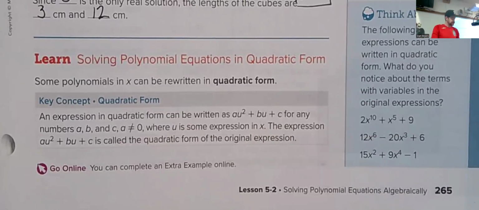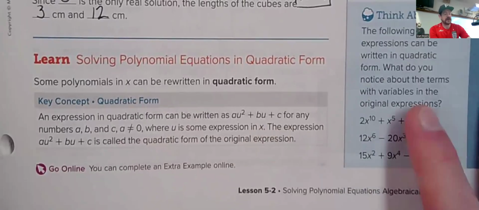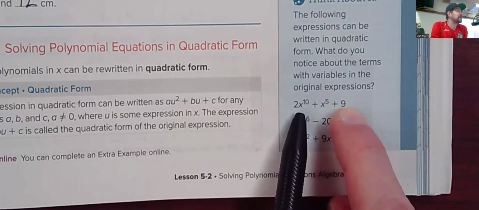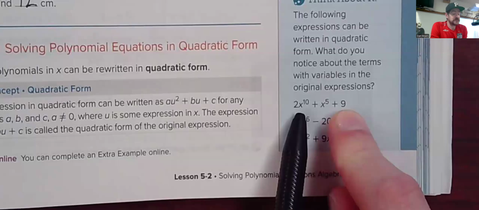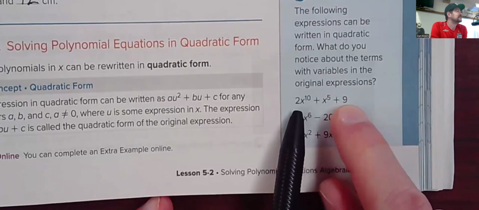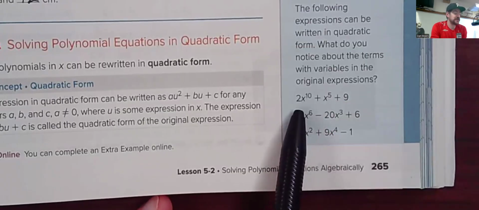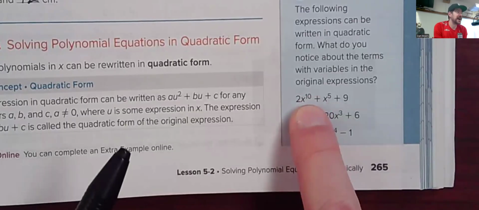For example, this is not a quadratic. Why not? What is the maximum exponent if something is a quadratic? 2. Yeah, and that maximum exponent here is 10. This is not a quadratic.